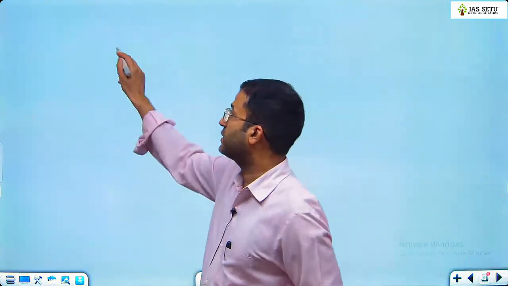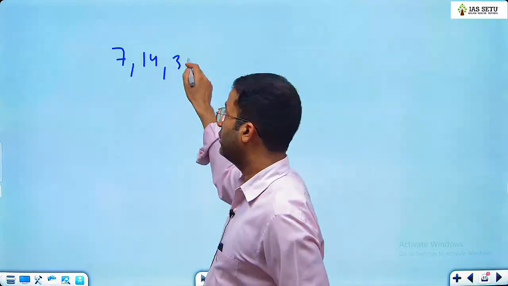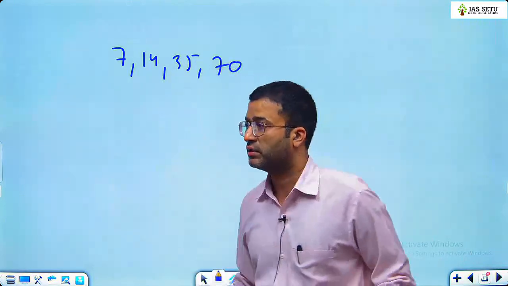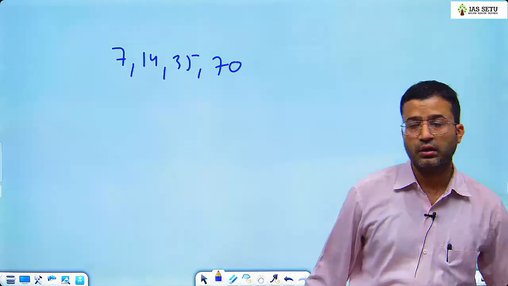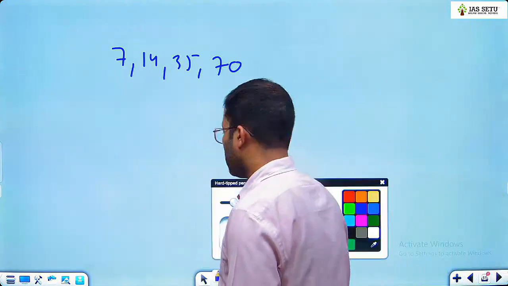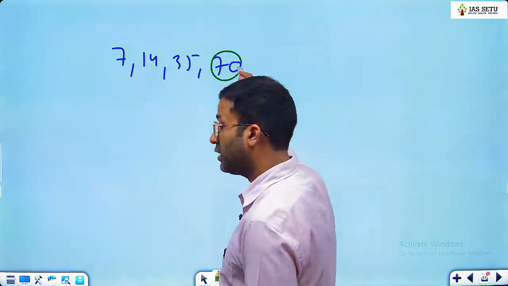Second example like 7, 14, 35, 70. हल्का सा वॉल्यूम बढ़ाना था स्पीकर का. हल्का सा बढ़ाइए, ज्यादा नहीं, हल्का सा.